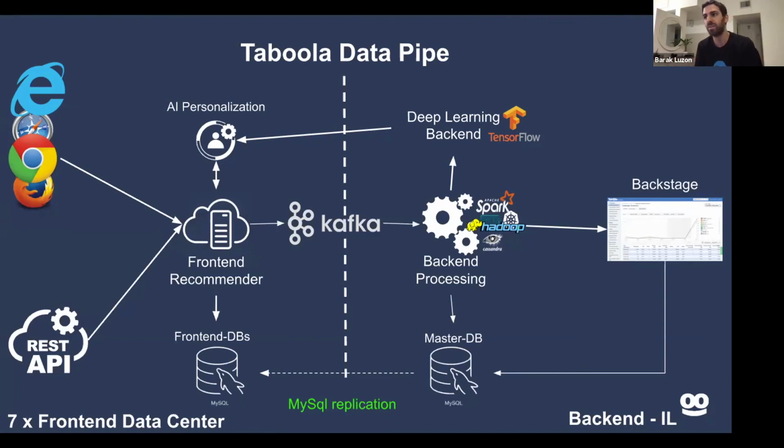So we have one master DB and, I'd say, dozens of front-end DBs spread across the world that enjoy MySQL replication and serve a copy of that data locally to the front-end recommenders.